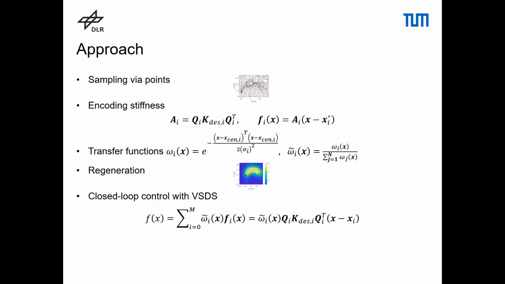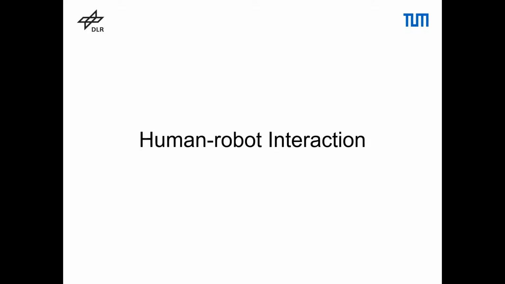Finally, the VSDS is defined as the sum of the linear dynamical systems, and this DS will be controlled in a closed-loop configuration. Next, we will show the experiment videos of human-robot interaction, collision reaction, and charger insertion to show the advantage of closed-loop control configuration and variable stiffness.